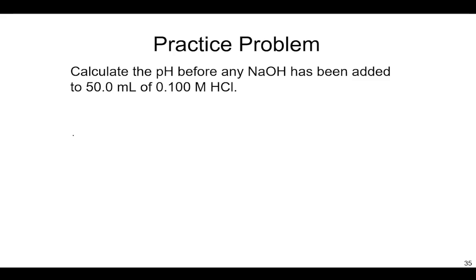What about if it's just before any titrant has been added? Calculate the pH before any NaOH has been added to 50 mils of 0.1 molar HCl. Well, remember, then this is just a strong acid. Nothing's been added to it yet. Okay? If this is 0.1 molar strong acid, I would just ask you to consider what is the pH of 0.1 molar HCl.